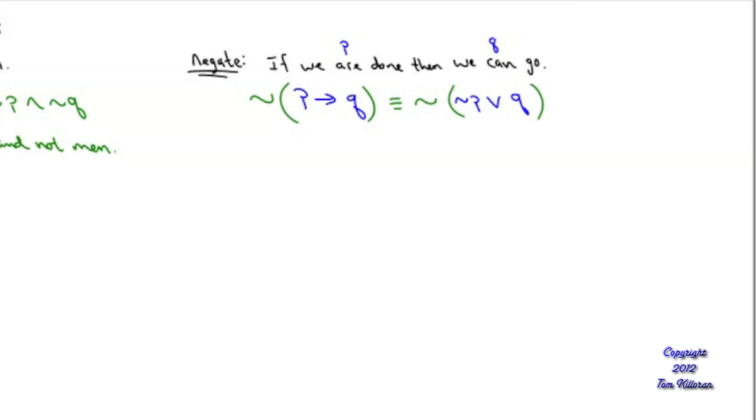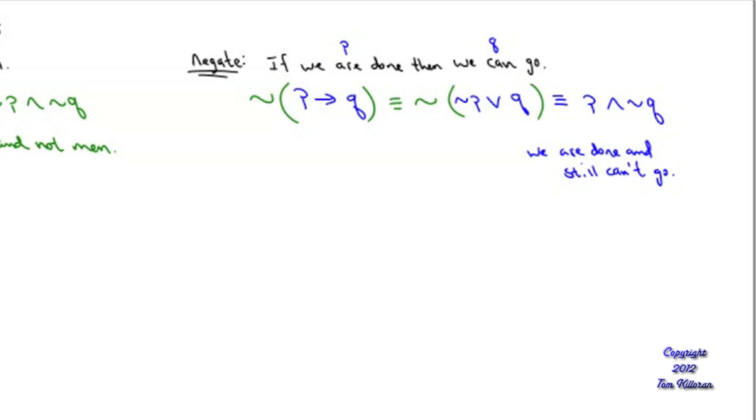But now I have this not on a disjunction. How do I write a not on a disjunction? What's it equivalent to? P and not Q. So the negation of if we are done, then we can go would be we are done and we cannot go. We are done and still can't go. And that would be the negation of the original sentence. Kind of cool, huh? We went from an if-then to an and.